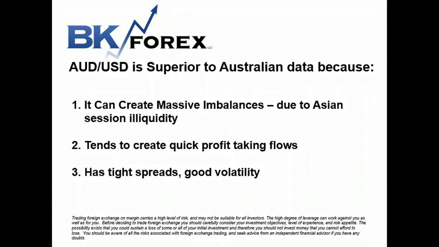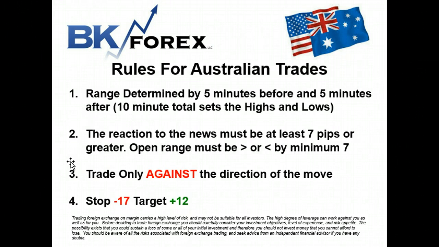And the great thing about the Aussie dollar is because it is the pure pair, the major, it tends to have tighter spreads and good volatility, whereas the crosses at the time may have wider spreads and see crazier moves than the Aussie dollar. So that's why when it comes to Australian data and the Crowdfighter strategy, the best opportunity in our opinion is in the Aussie dollar. So here are the trading rules for Australian data trades.